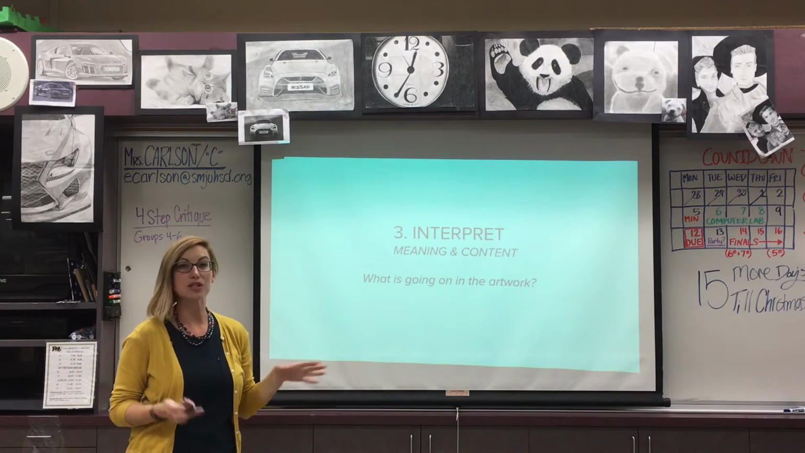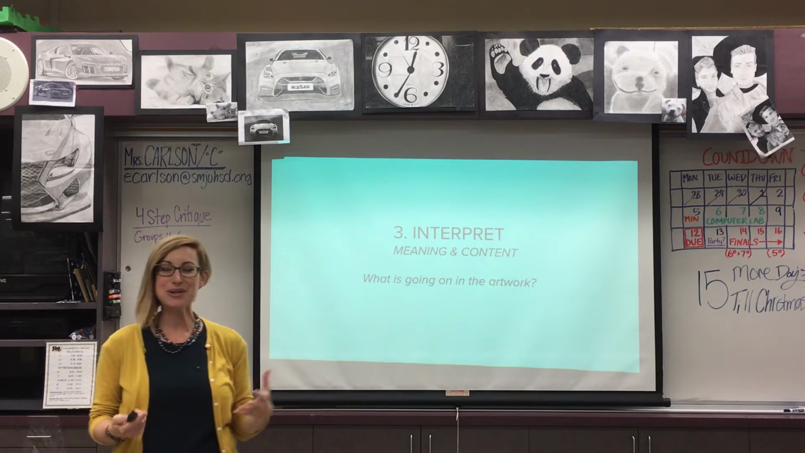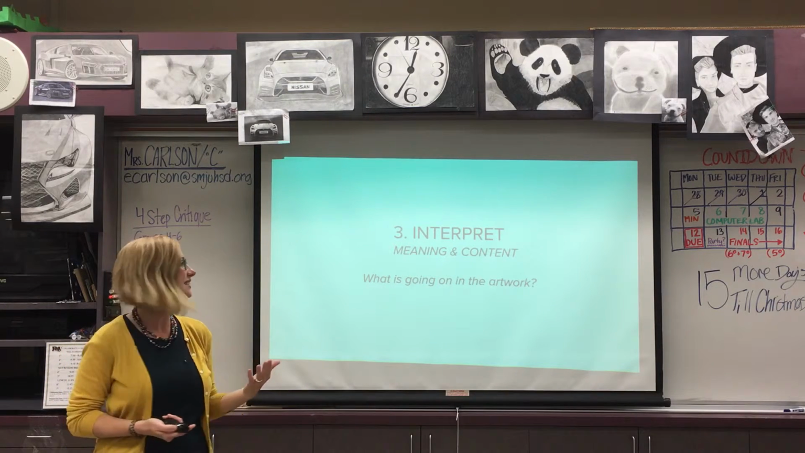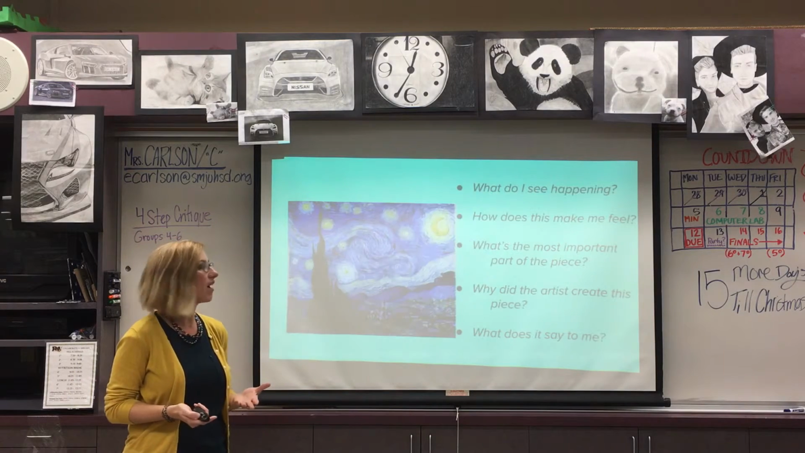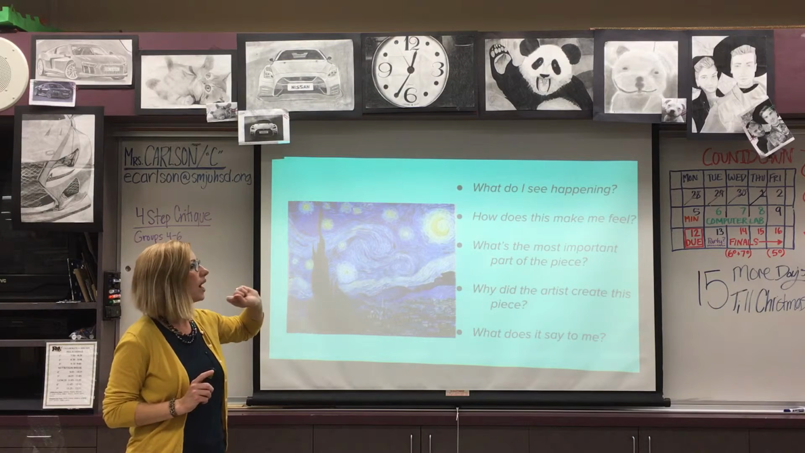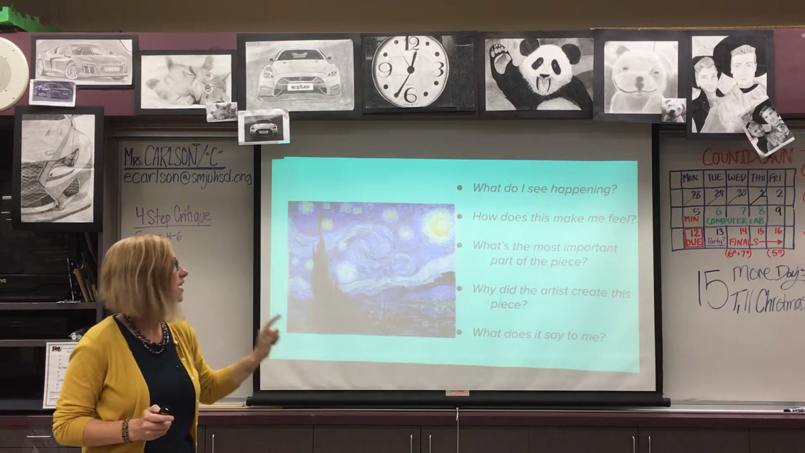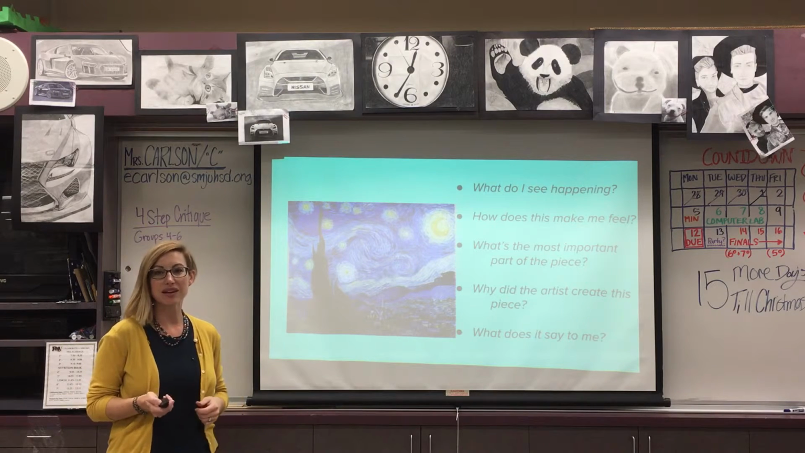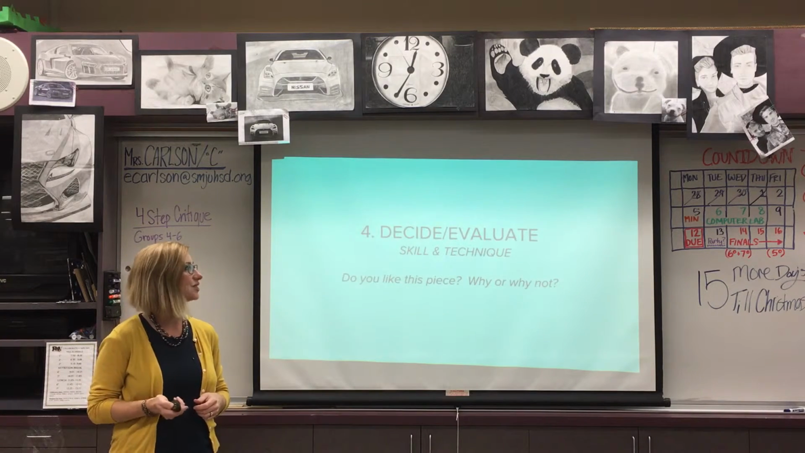The third step is to interpret. So here's where you get to have an opinion, finally. You're looking for the meaning and the content and what's going on in the art. So if your paragraph says how this makes me feel, and what's most important about this piece, then what number are you going to write on the top? 3. That's right.